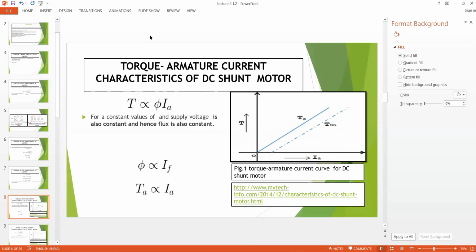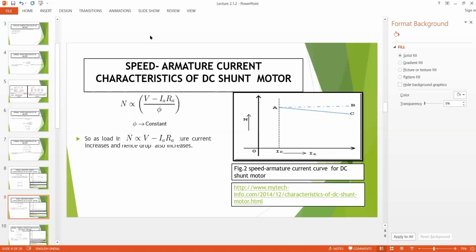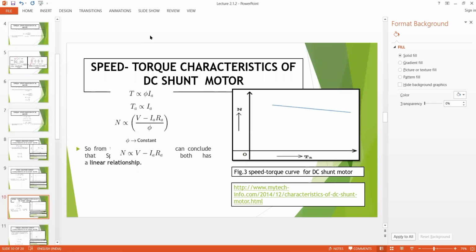So you can see that in a DC shunt motor, the flux is constant because voltage is constant. Voltage is constant, so flux would automatically be constant. T would be proportional to Ia, so you will get a linear graph. In the case of speed armature current of a shunt motor, a shunt motor cannot start with load. We have to start a shunt motor without load. So you will have a linear characteristic but downward. Similarly, the speed torque characteristic is again an inverted graph.